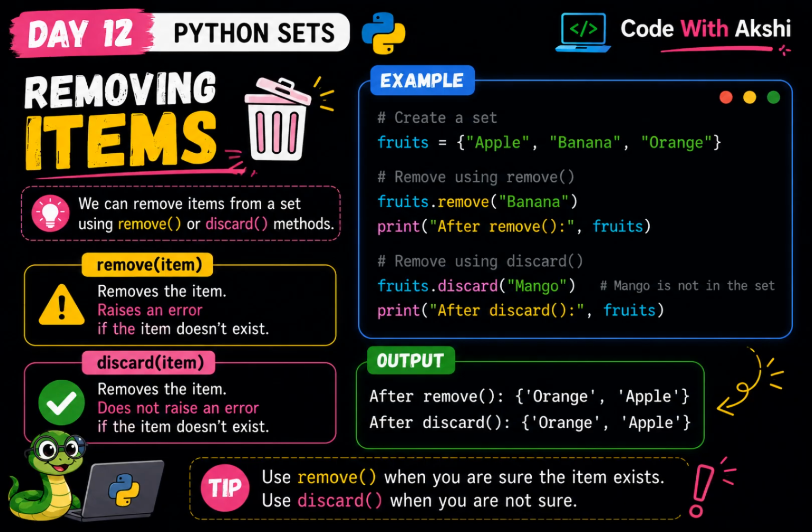Next, removing an item is also easy. Python provides two methods. The first one is remove. It removes the item, but if the item doesn't exist, Python will give an error. And the second one is discard. It also removes the item, but if the item isn't found, then nothing happens and no error is shown. So if you're not sure whether the item exists, using discard is usually the safer choice.